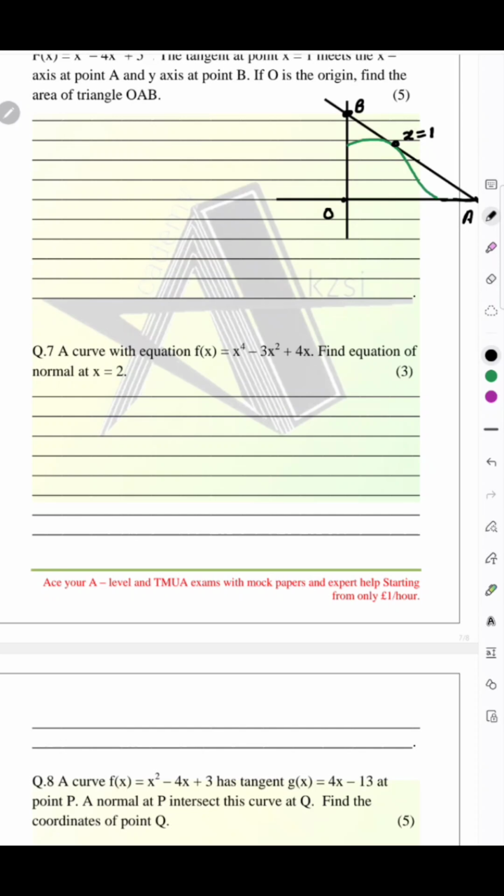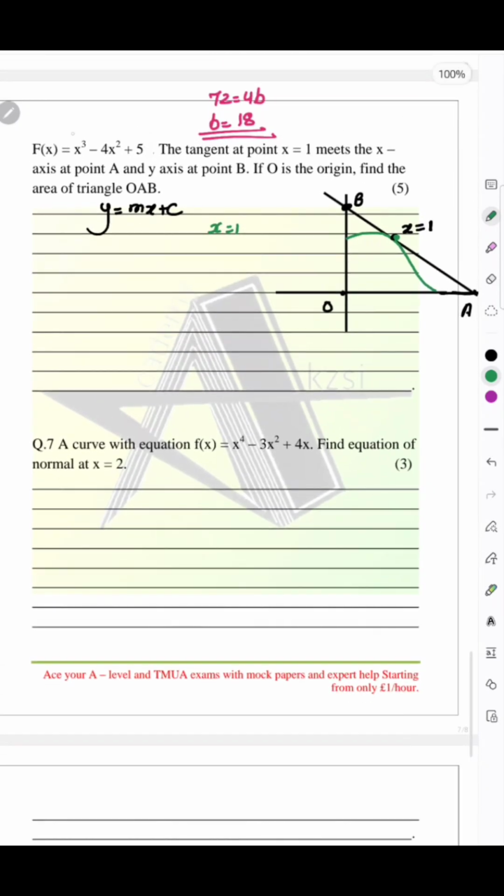That means if I want to know the intersecting points of this tangent with the x-axis and y-axis, we have to calculate the equation of the tangent. We know the equation of a tangent is y equals mx plus c. For that, we should know the point at which the tangent is. So x we know is 1, and how can we calculate y? Putting 1 here, that will give me 1 minus 4 plus 5, which is 2. So y is 2. So this point is actually 1 comma 2.